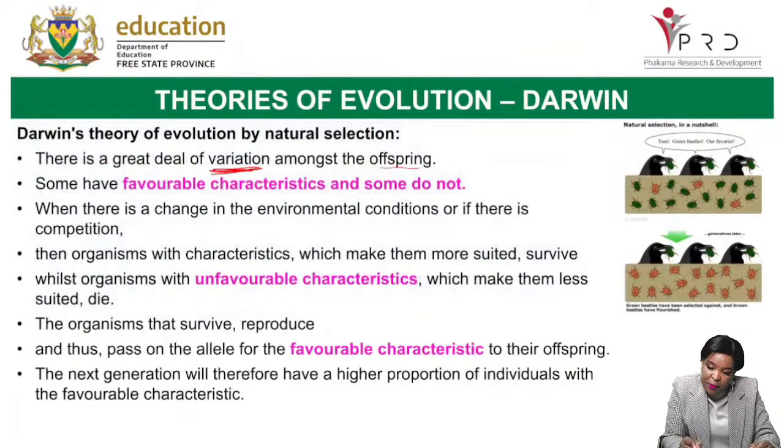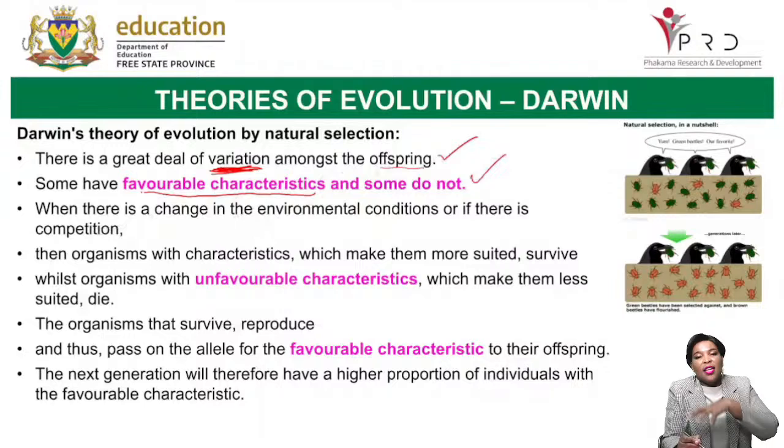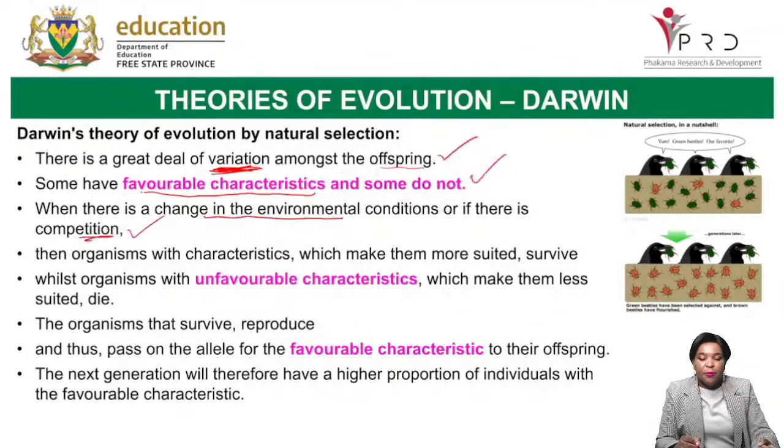Please use the correct word here: offspring. Then he explains this variation. What is that variation? Some have favorable characteristics and some do not. You can get a mark for that. And then when there is a change in the environment, remember they are different. Some have favorable and some do not have favorable characteristics. Then you come to introduce something. When there's a change in environmental conditions or when there is competition, you get a mark for that.